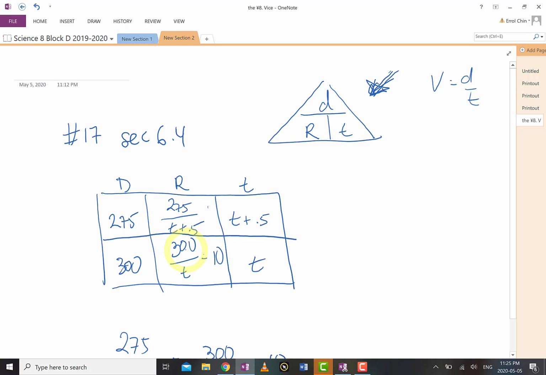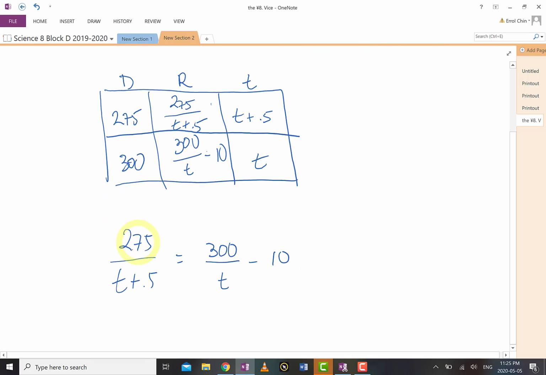This one is distance of 300 divided by t, but this speed was slower. And it said in the problem it was minus 10. So what we're interested in is this is the rate and this is the rate 10 kilometers slower. So what we do is we set up the rate. This rate is equal to this rate minus 10 kilometers.